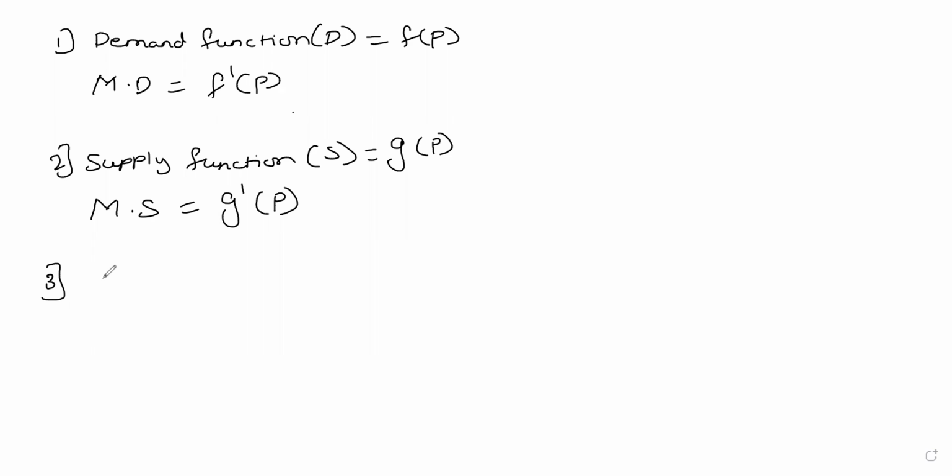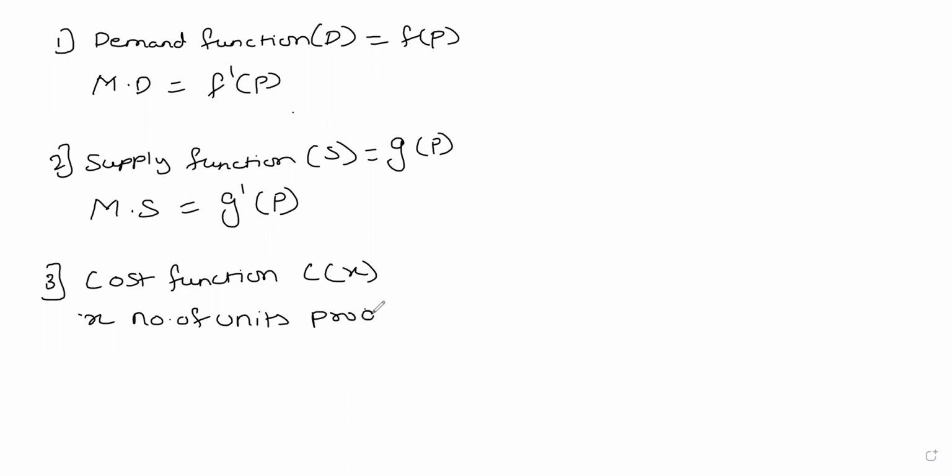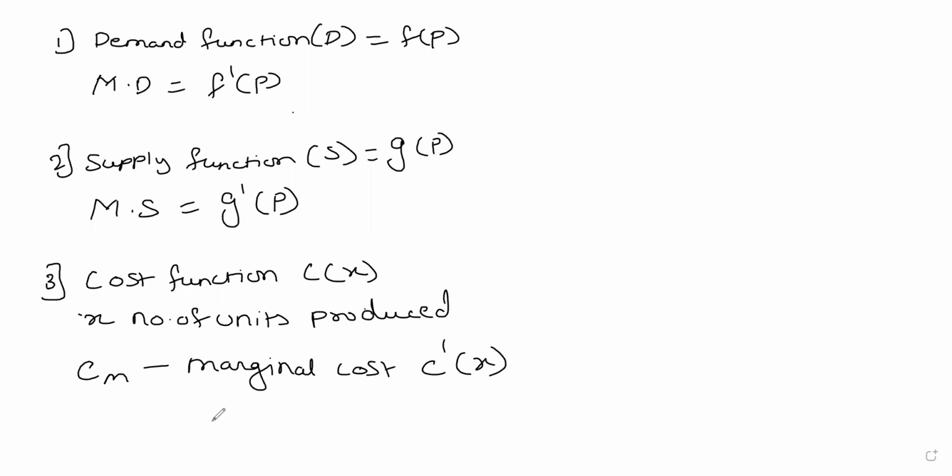Then the next one is total cost. Cost function is given by C of x, where x is number of units produced. This is the cost function. CM is marginal cost. That is cost of the additional unit produced. And it is first order derivative of cost function. AC is average cost. It is total cost divided by number of units produced.